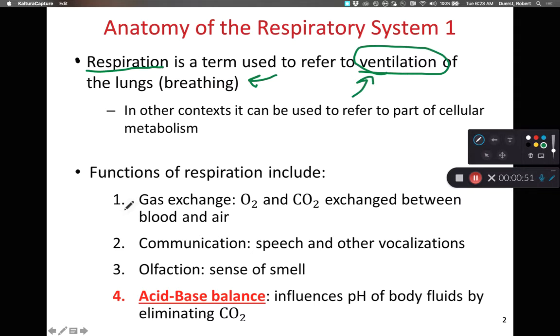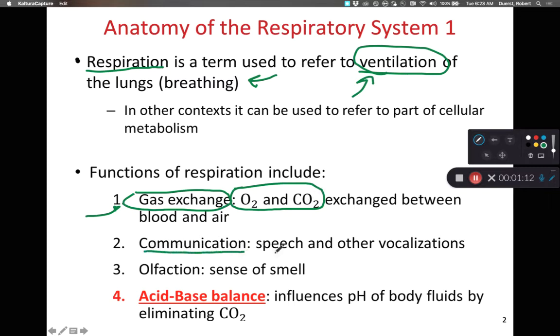As we look at respiration, breathing in and breathing out, the respiratory system has some broad functions that include gas exchange. When we talk about gas exchange, we mean that we're going to flip-flop oxygen gas and carbon dioxide gas. We exchange them between the air and the blood. We add oxygen to the blood and remove carbon dioxide from the blood.